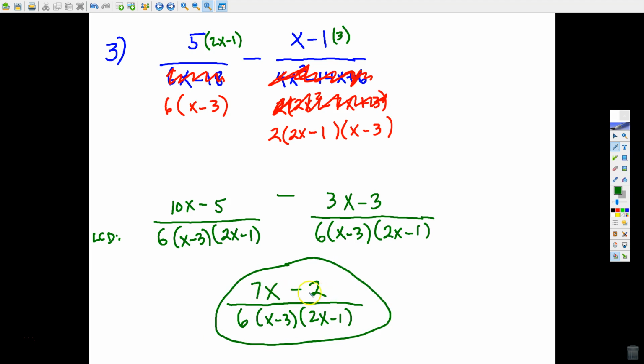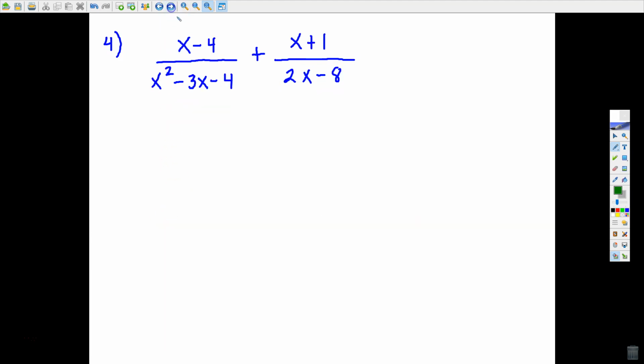Since I can't factor the numerator, if I could factor the numerator, it's great to do that, because then you might see other opportunities to cancel factors between the numerator and the denominator. But the numerator is prime, and so that ends up being my final answer.